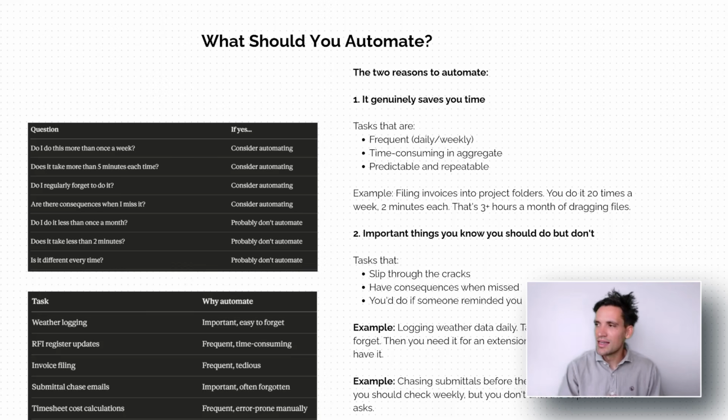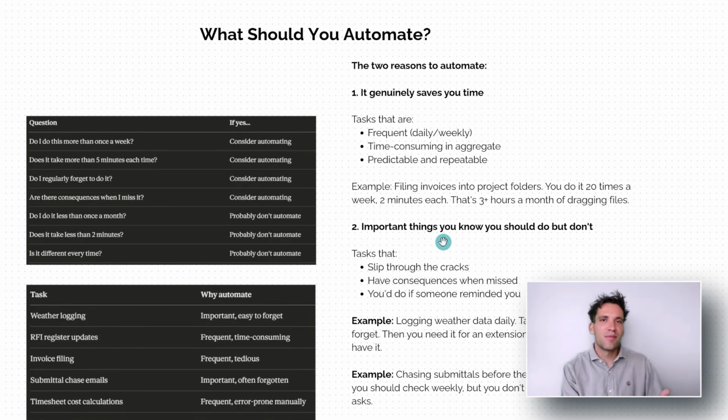For example, the other day I was talking to someone who had been suggested to automate that every time they create a new project, it automatically creates a new project folder. That's a task that you probably do once every month or two max, and it probably takes you 30 seconds to copy the project template and create a new folder. It's not a task you should be automating. It doesn't really save you any time.